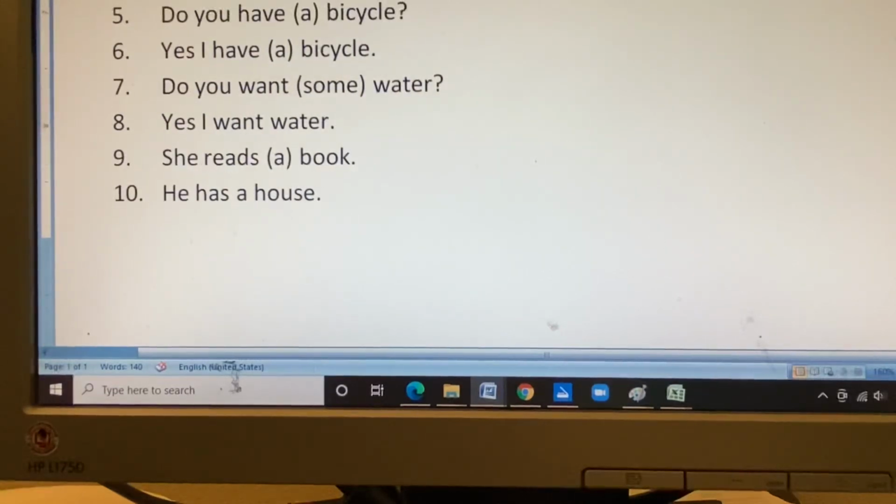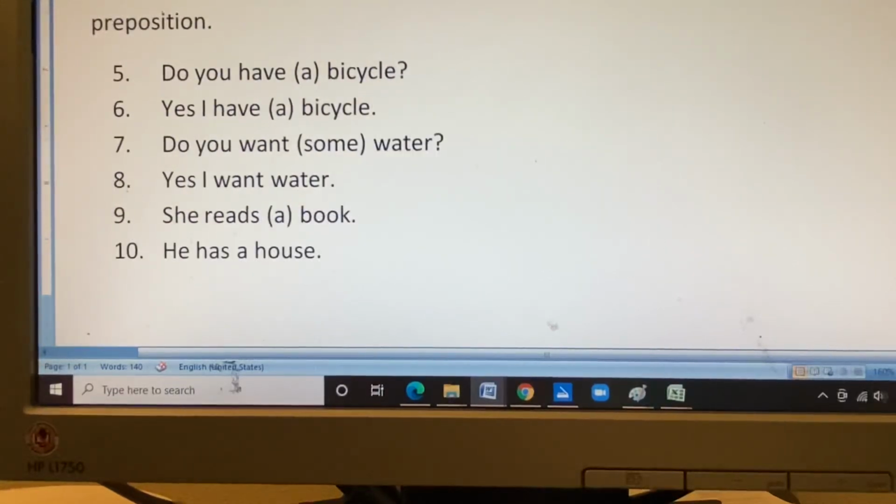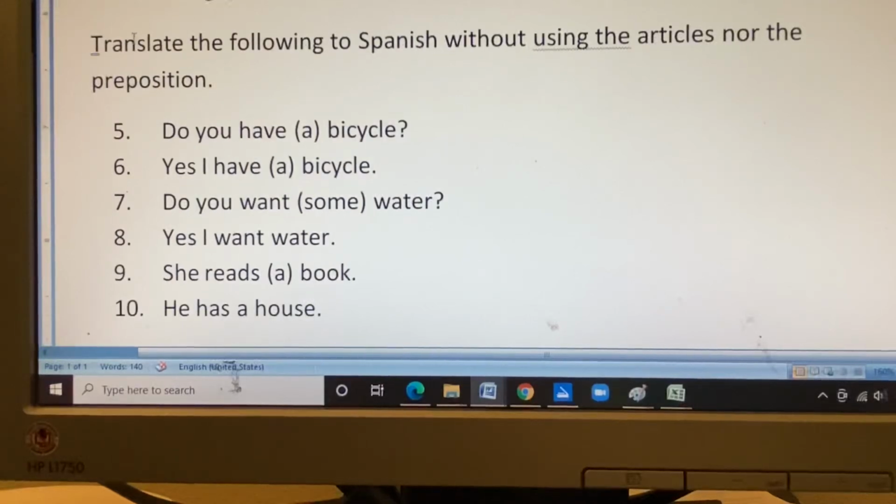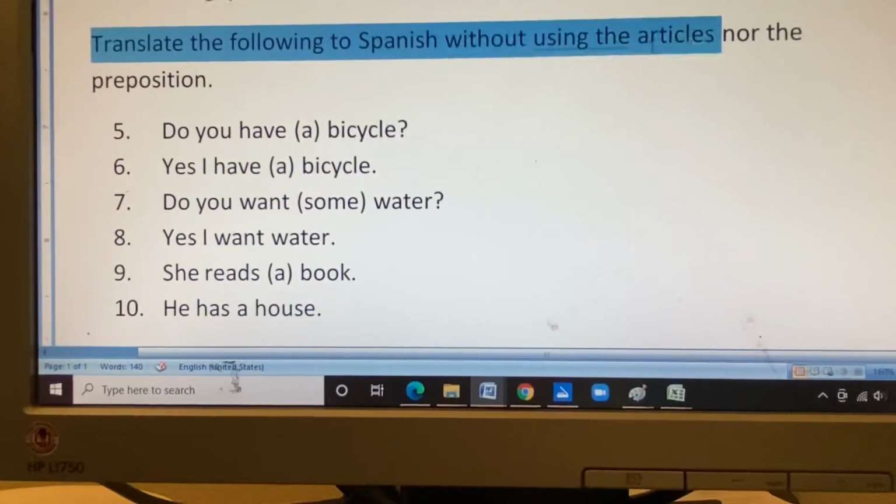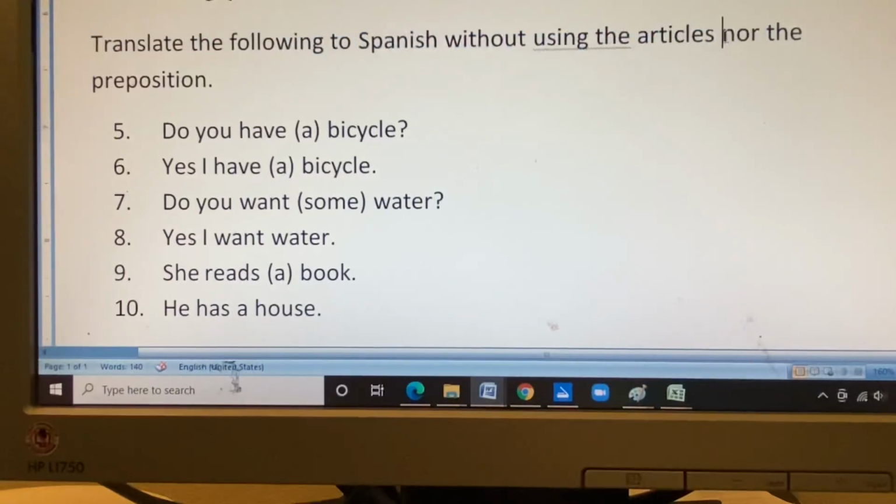All right. So now it's going to be your turn. You're going to translate the following to Spanish without using the articles nor. Look at that word nor. Oh, you guys don't know about that word in English either. But in Spanish, it would be ni. But in English, it's nor. And it means not even the preposition.